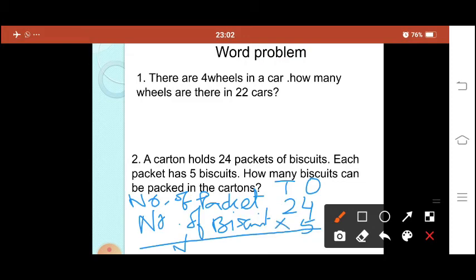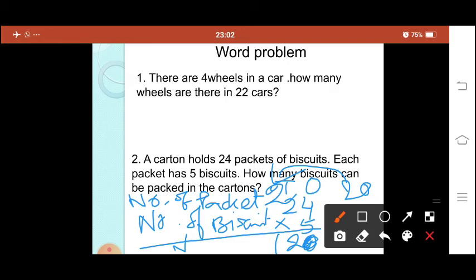And multiply. So 5 4s are 20. So 20, 0 will become here and 2 will be there. So 2. Then 5 2s are 10. 10 plus 2, 12. So 120 biscuits can be packed in a carton. Okay.